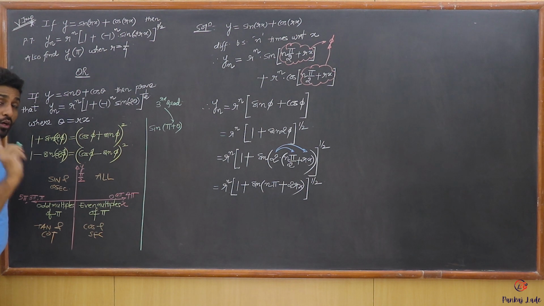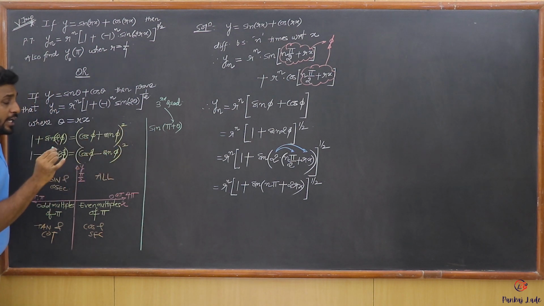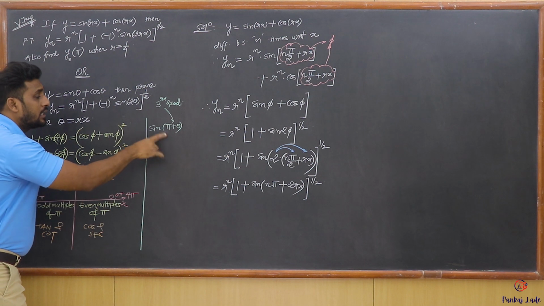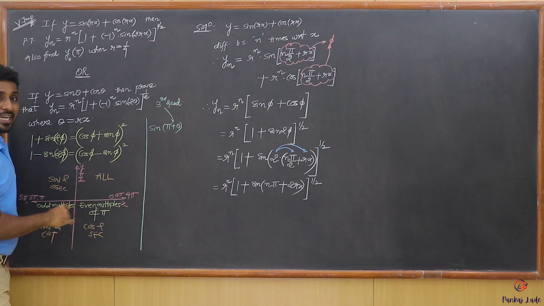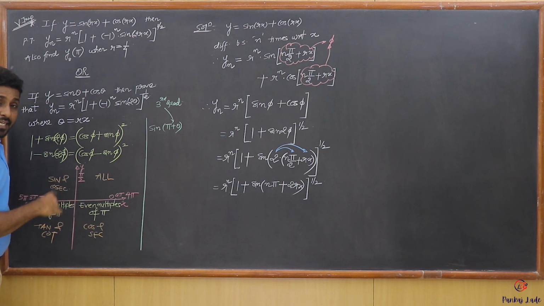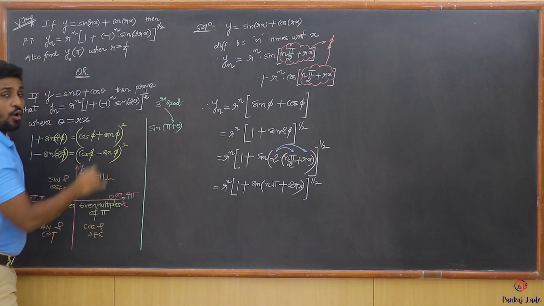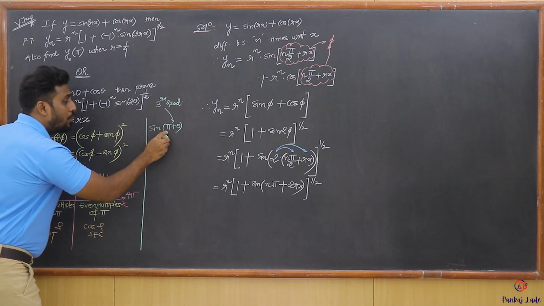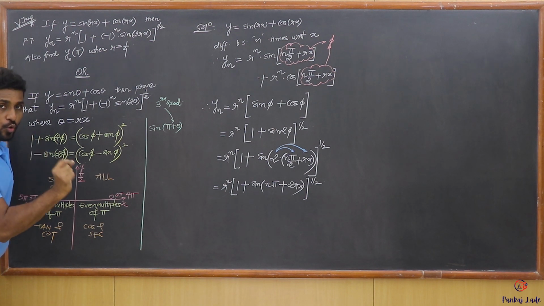And if you have an odd multiple of pi by 2, like 1 pi by 2, 3 pi by 2, 5 pi by 2, then this allied angle changes the trigonometric ratio. Sine becomes cos, cos becomes sine, tan becomes cot, cot becomes tan, sec becomes cosec, cosec becomes sec. But this happens only when you have an odd multiple of pi by 2. Here it is a multiple of pi. So whenever there is a multiple of pi, always remember, the trigonometric ratio is not going to change.